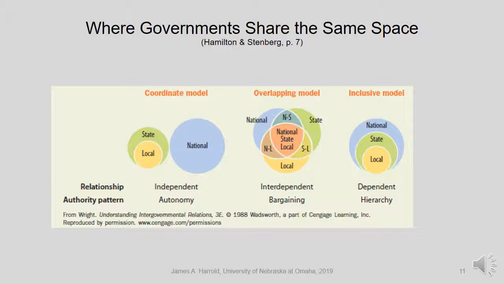So the coordinate model means that the national government and the state governments are distinct from one another. So that is, they practice dual federalism and dual sovereignty, if you will, but the local governments are subordinate to the state governments.